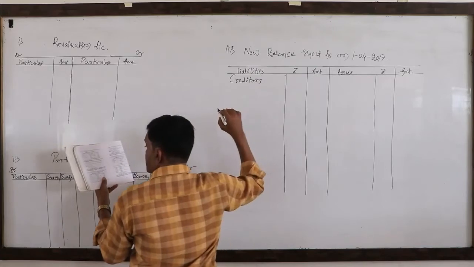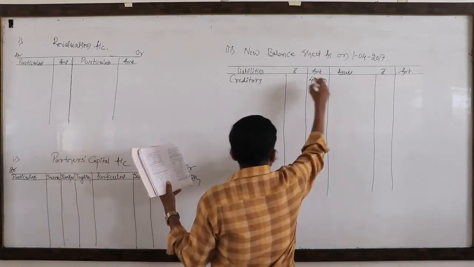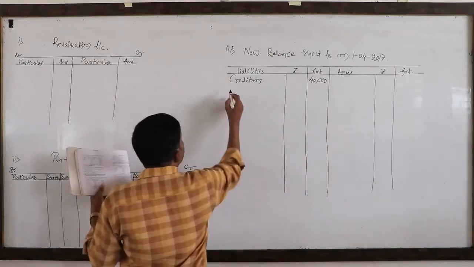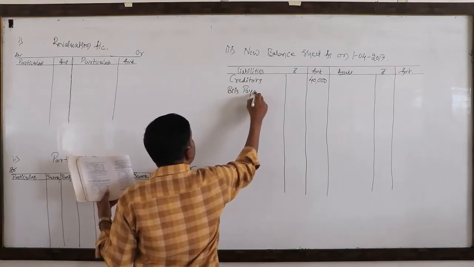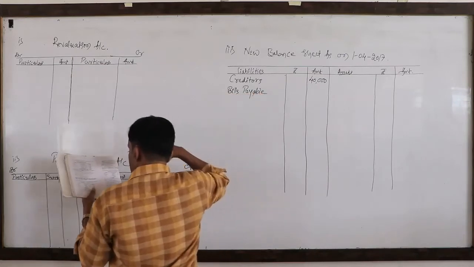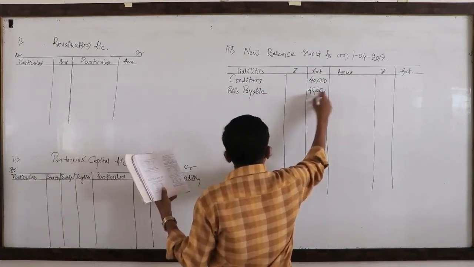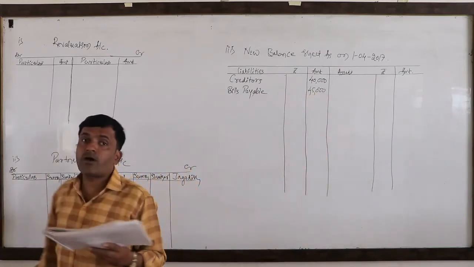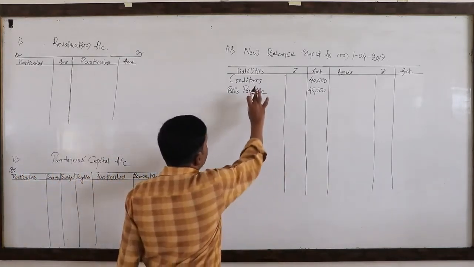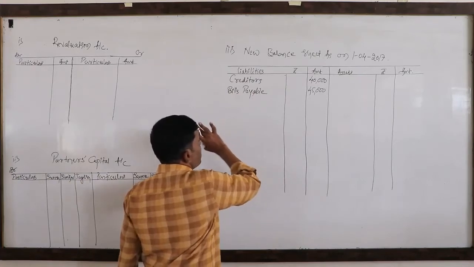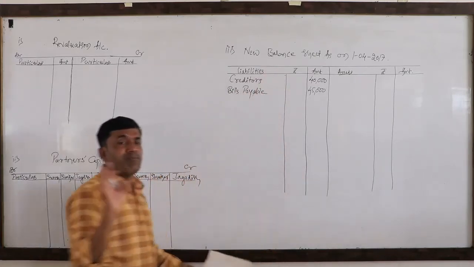The first one is creditors. No adjustment for creditors, that is 40,000. Bills payable 45,000. These two are the outside liabilities, so there are no adjustments for these two liabilities. That is the reason I have written them directly to the new balance sheet on the liability side. Very simple task it is.